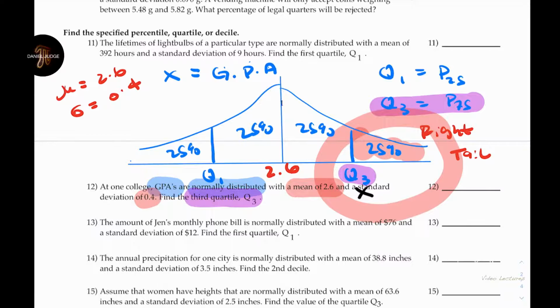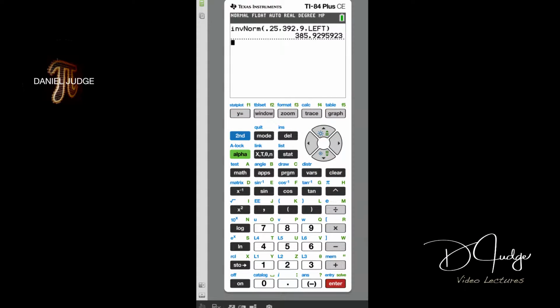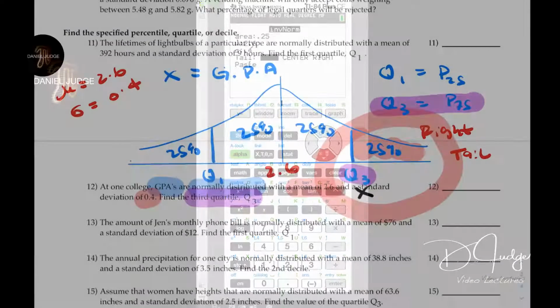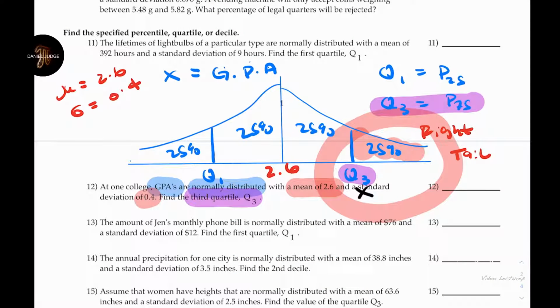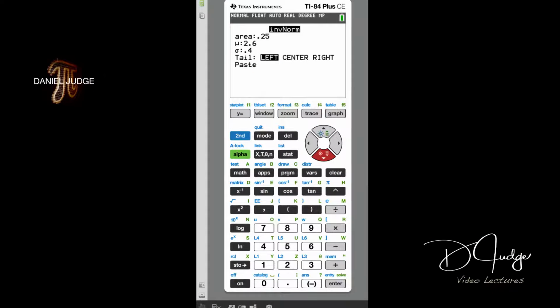You see, the TI calculator, the CE version, is kind of nice because you go to the inverse norm, second distribution, inverse norm again. I want to keep that 25%. Not the same mean. Mean is 2.6. This is a GPA question. Standard deviation is 0.4. Now, here's what I'm getting at. This is a right tail where 25% of the area is in the right tail. So in your TI, you cannot use left tail for the CE version. You're going to have to use the right tail.